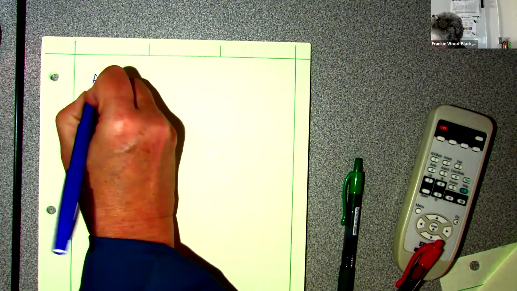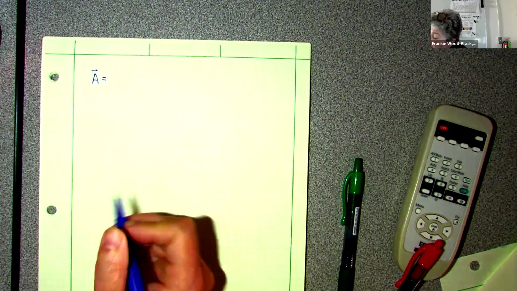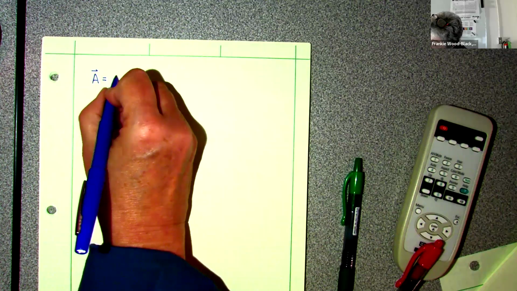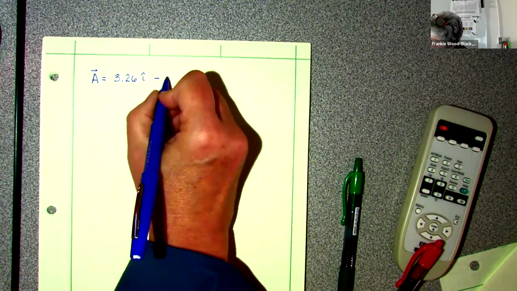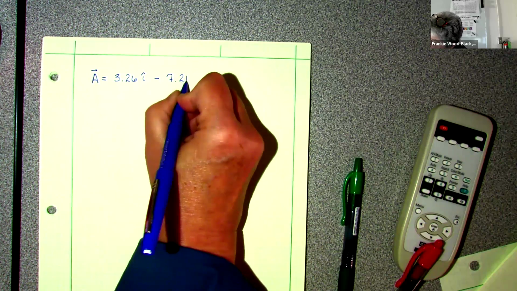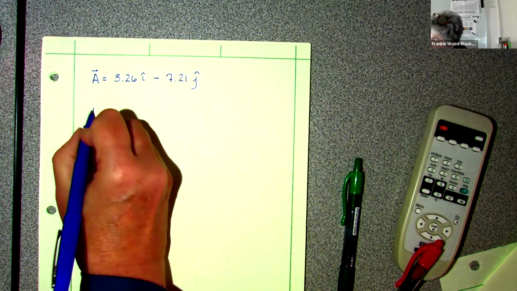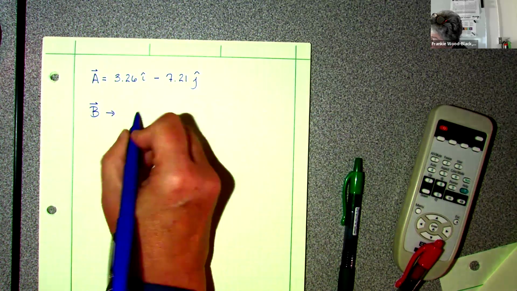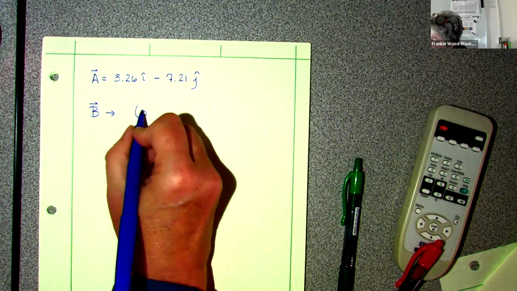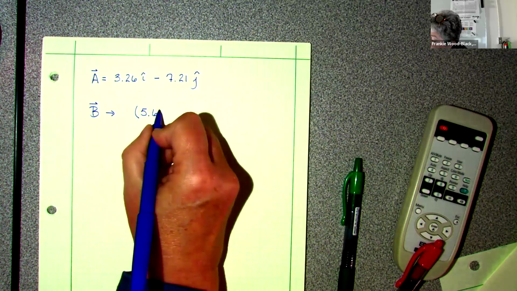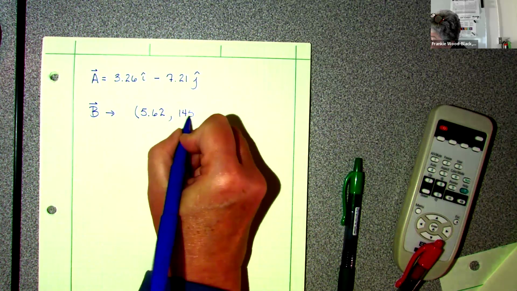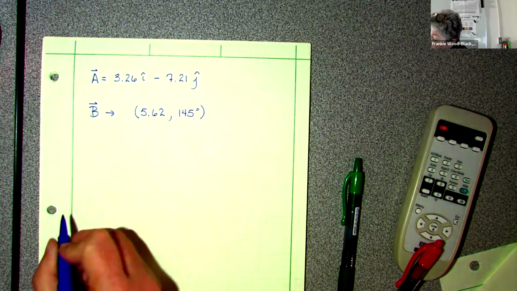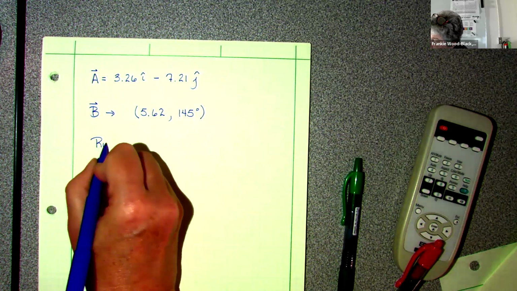So if we're just playing with vectors, I can give you a vector A. Vector A is going to be 3.26 in the i direction minus 7.21 in the j direction. I'm going to give you a vector B that's represented by a magnitude of 5.62, and my angle is going to be 145 degrees. I want to know what the resultant vector is.